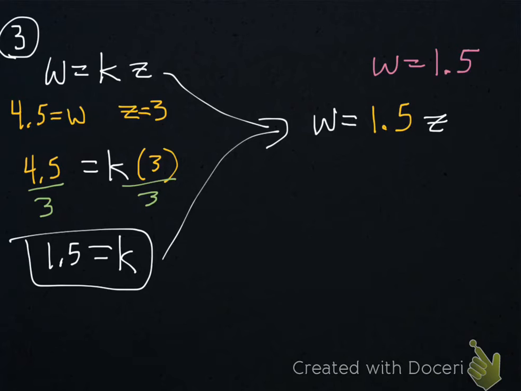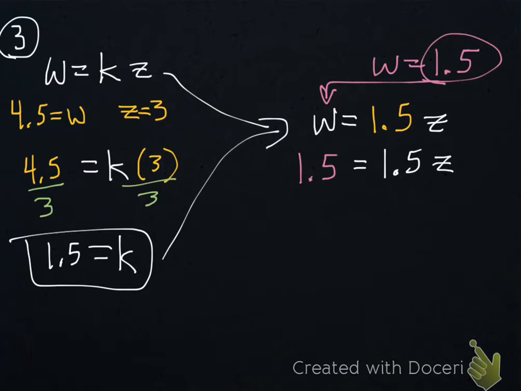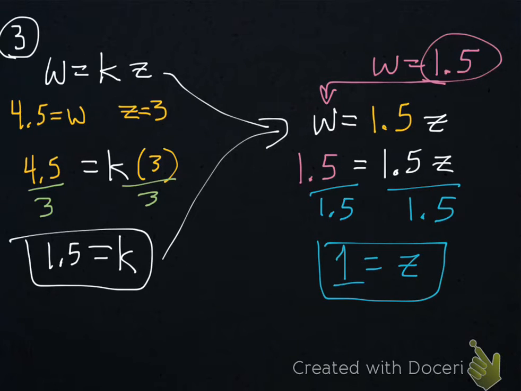times Z. Alright, now we've got to plug in the W value to find our final Z value. So I have 1.5 equals 1.5 times Z. Well, this is going to be anticlimactic, right? Because we all know that when I divide any number by itself, I'm going to get a 1. So Z is equal to 1.